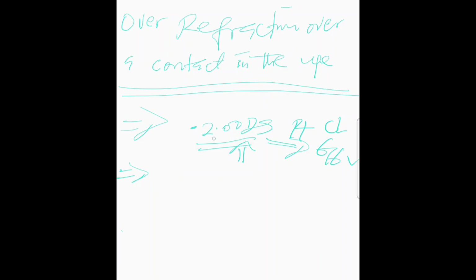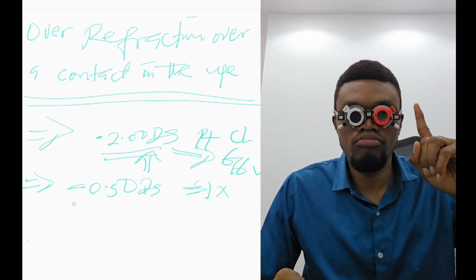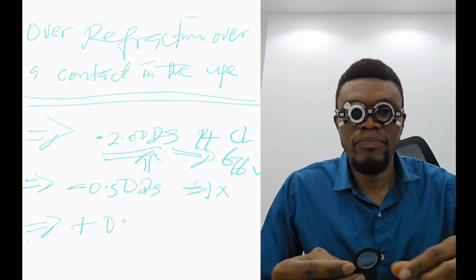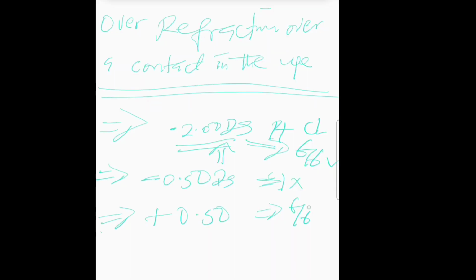Now when the patient puts on the contact lens, you mount a trial frame on the patient's eye, and you start refracting the patient again over this contact lens. Let's say when you started, you added minus 0.50, and the patient says the vision is not clear. So you remove the 0.50, then you put plus 0.50, and the patient is able to see with more distinct vision or clarity.